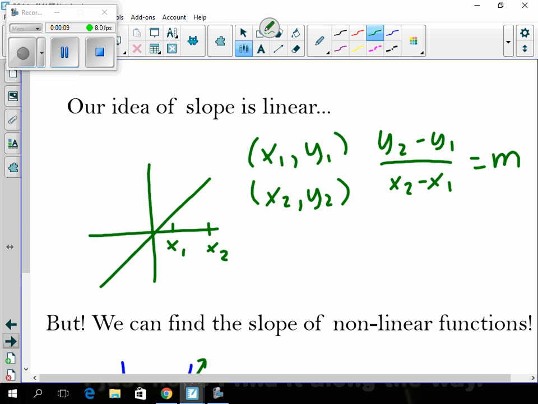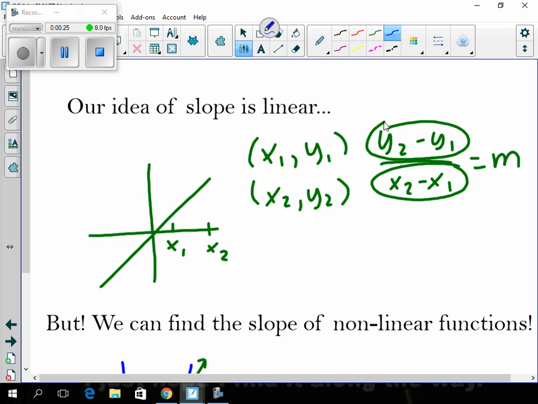In Algebra 1, we learned about slope, and our idea of slope is very linear. So given 2 points, x1, y1, x2, y2, when we were asked to find the slope, we took the difference in the y's over the difference in the x's, and that was our slope.